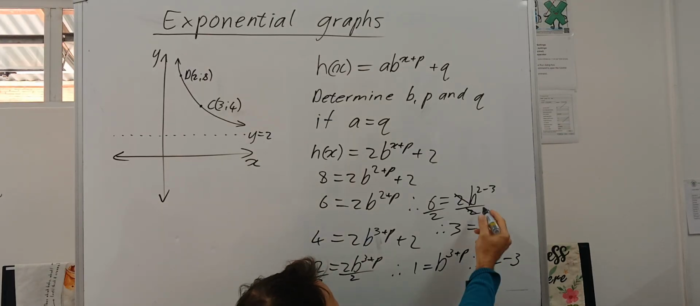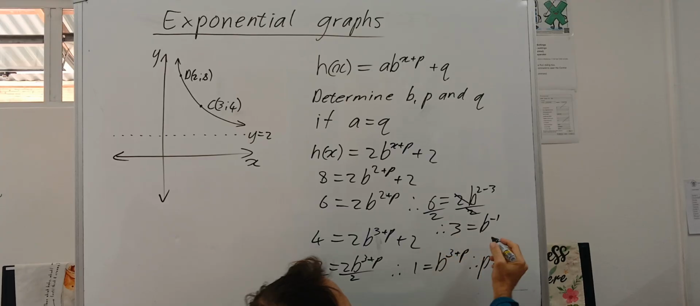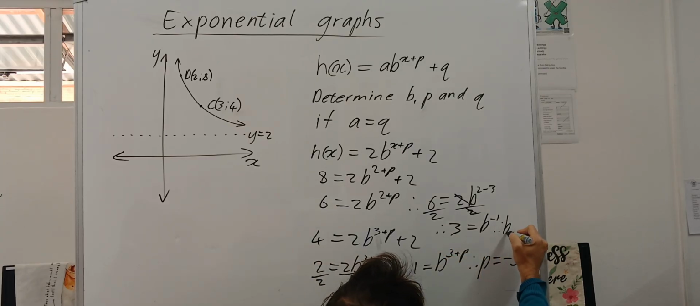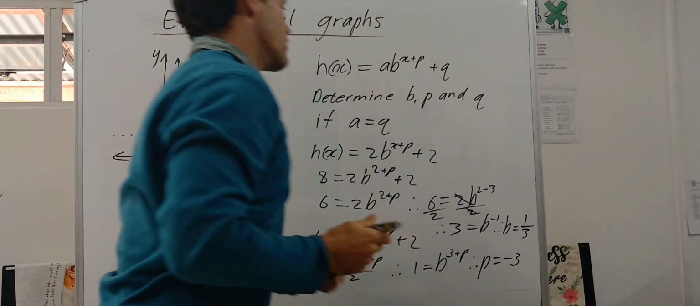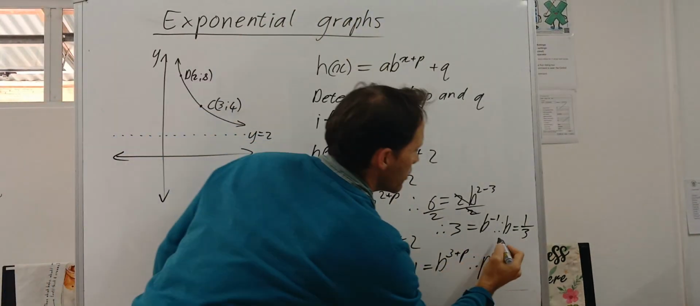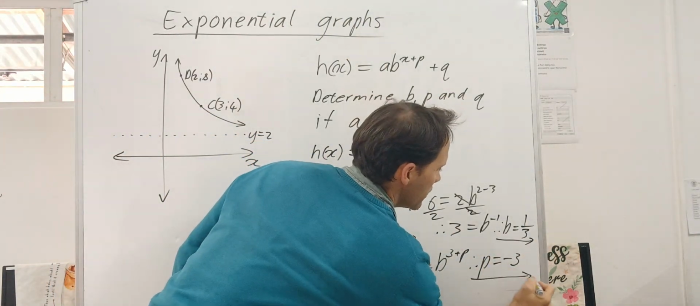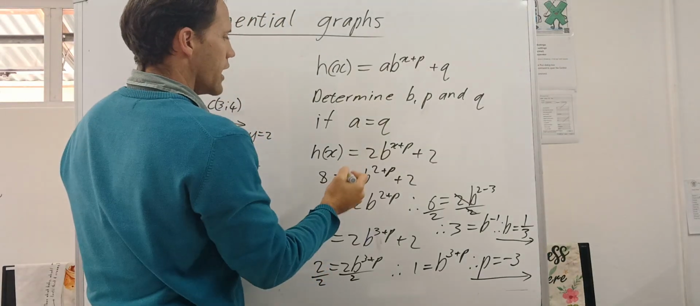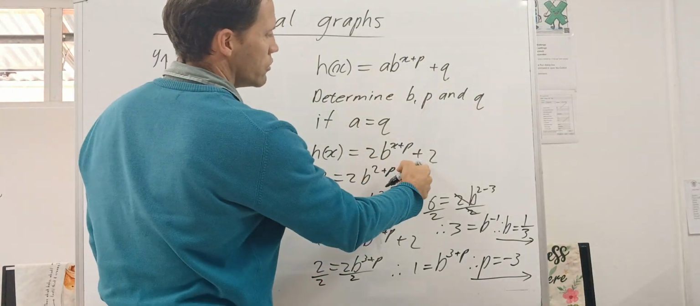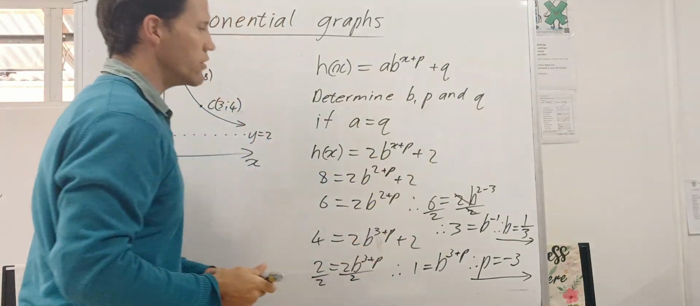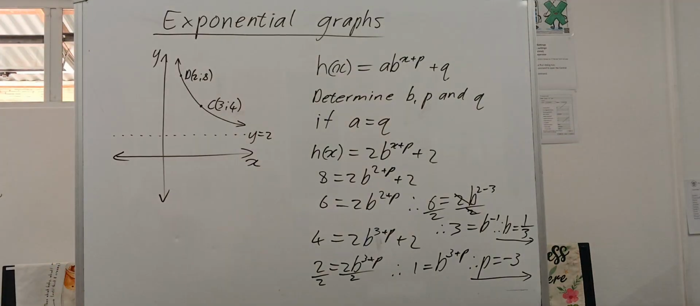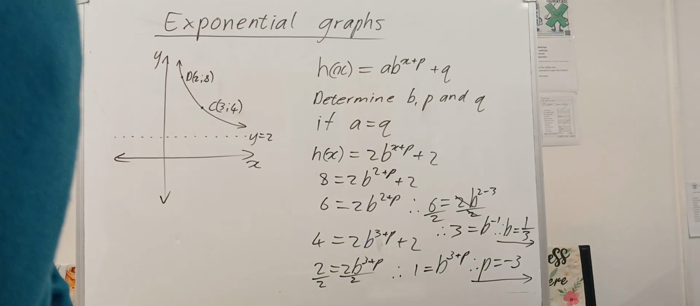So that means actually 1 over b is equal to 3. So therefore b will be 1 over 3. B will be equal to 1 over 3. So there we solved it. We got b equal to 1 over 3, we got p equal to negative 3, and we got q equal to 2. You can write it down if you want to, and we solved that. So we solved all the variables. Okay.